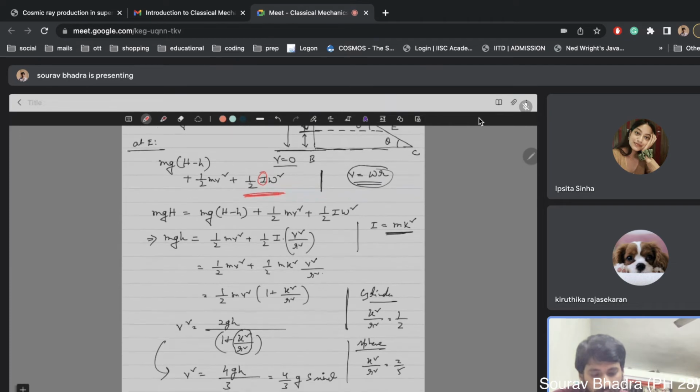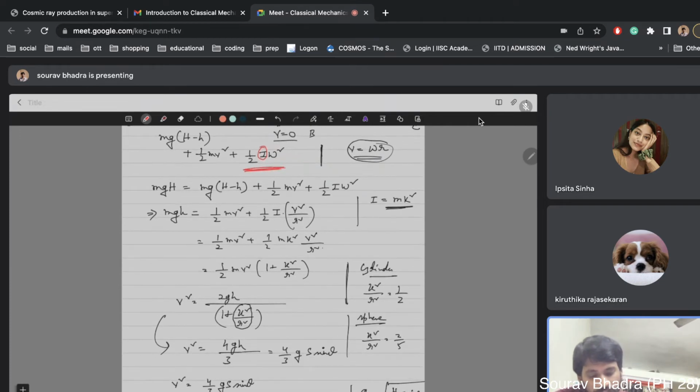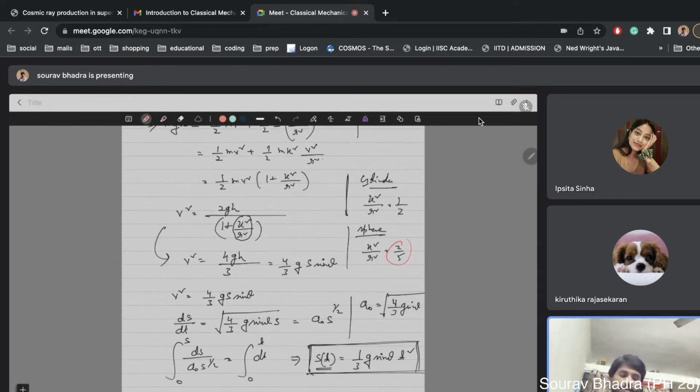Now I will ask you to do it for the sphere also. Just substitute this k square by r square as 2 by 5 instead of 1 by 2 and follow the same procedure. You can find what the distance will be for a sphere.